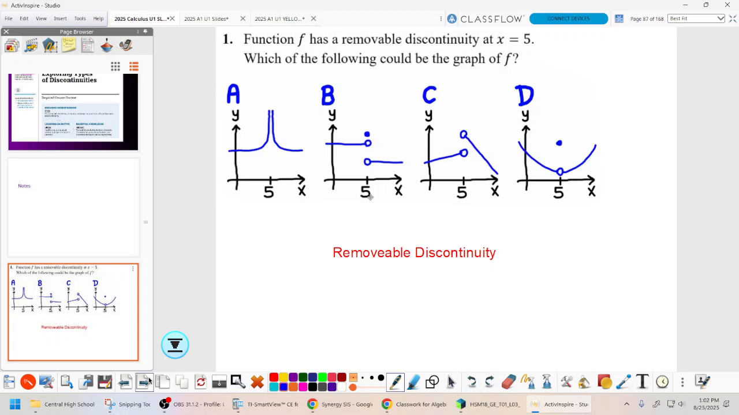Which of the following could be the graph? So don't shout this out. Just be ready to raise your hand. We'll do it this way, 1, 2, 3, 4 is A, B, C, D. Okay? So which of the following could be the graph of f if it has a removable discontinuity at 5?